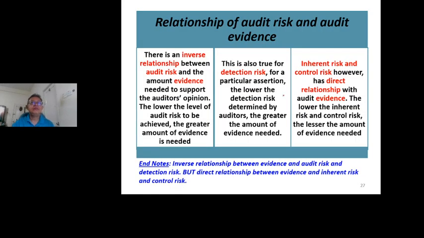Now, how does audit risk relate to evidence? What is audit risk? A risk that the auditor makes a wrong opinion. It has an inverse relationship. If the amount of evidence is low, the audit risk becomes very high. You can say that because some of the evidence is not detected, therefore the risk of making a wrong opinion is high. This is what I said earlier.